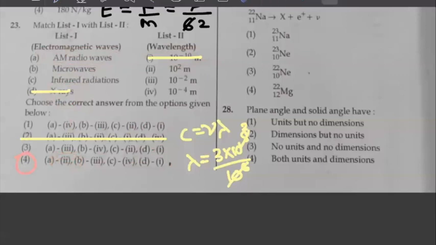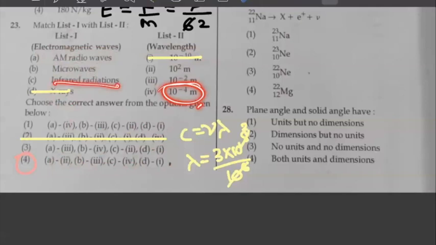Okay, and let's verify that with B and C as well. Microwaves and infrared. B they are saying is the third one, microwaves. So that's not 10 to minus 6, it's 2. Okay, so it can be in gigahertz, so the range is there. And infrared, C, is the fourth one, which is 10 to minus 4.